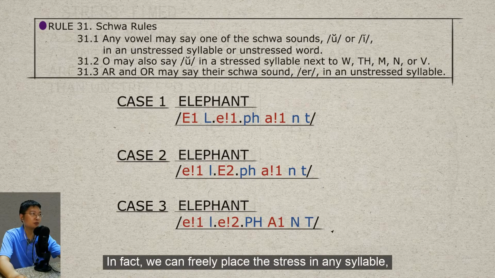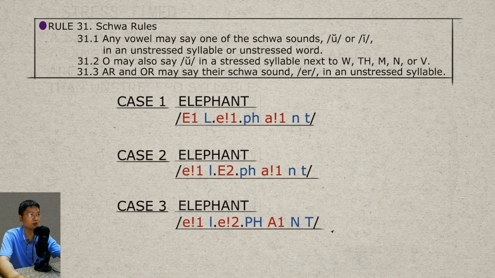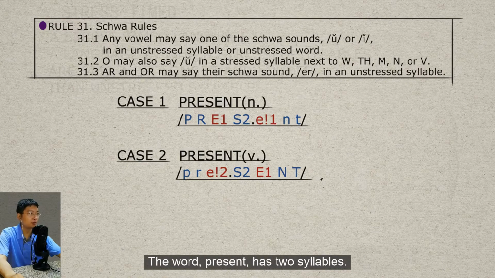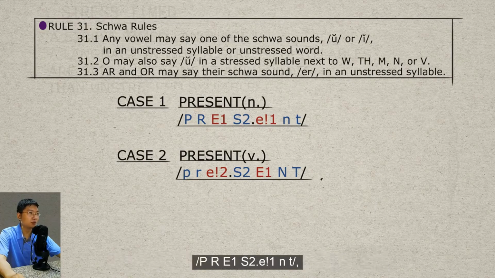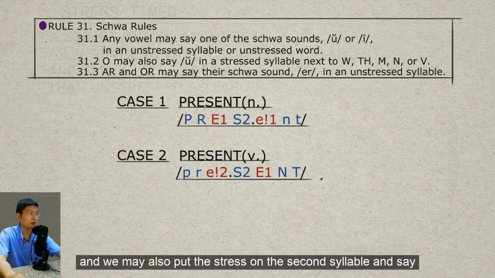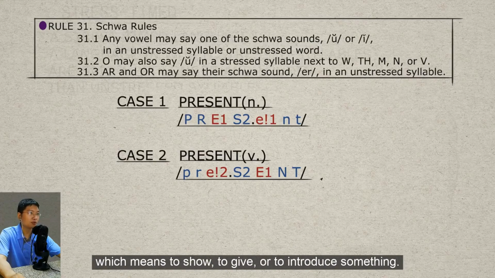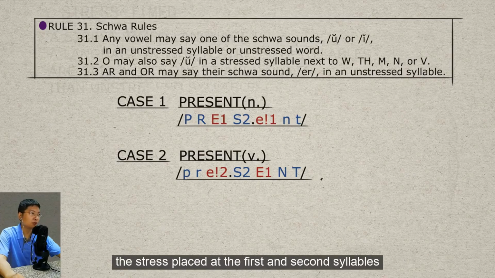In fact, we can freely place the stress on any syllable, but some may not be defined and are preserved for later use. Let's take a look at another word, present. The word present has 2 syllables. We may put the stress on the first syllable and say PREsent, which means a gift. And we may also put the stress on the second syllable and say preSENT, which means to show, to give, or to introduce something.